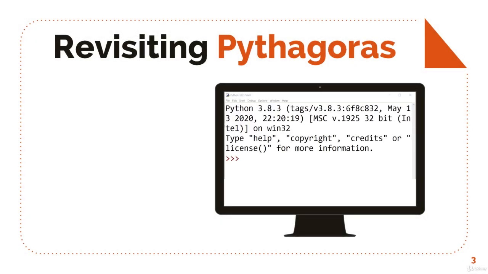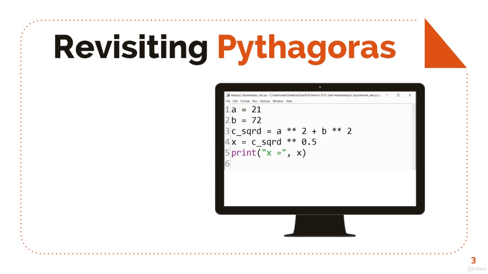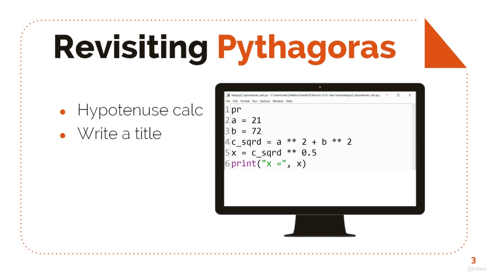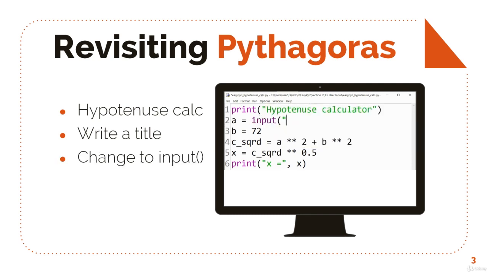Now let's look at how we can use the input function by revisiting the Pythagoras problem. Let's go ahead and open up the file. We will edit the code to make it into a program that calculates the hypotenuse when the other two sides are given. Okay, so first we'll write the title for our program. We will then change variables a and b to input functions with arguments asking for the length of the sides.